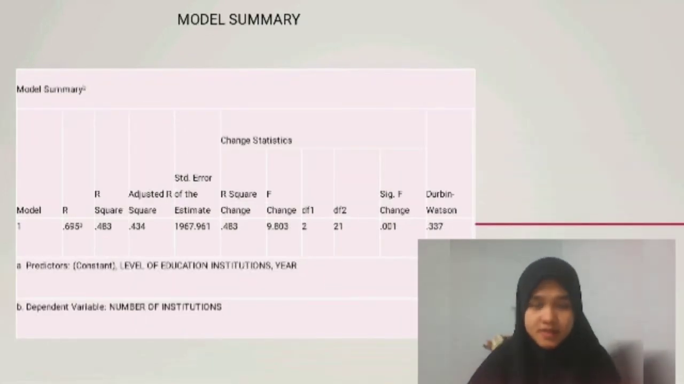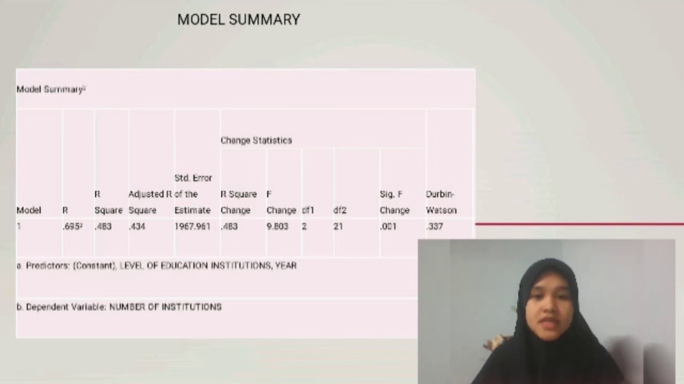Next is the model summary. The predictors, constant, are level of education, institution and year, and the dependent variable is the number of institutions. I will analyze the model summary. The R-square value is 0.483, which means 48.3% of the variation in the number of institutions can be explained by level of education, institution and year.